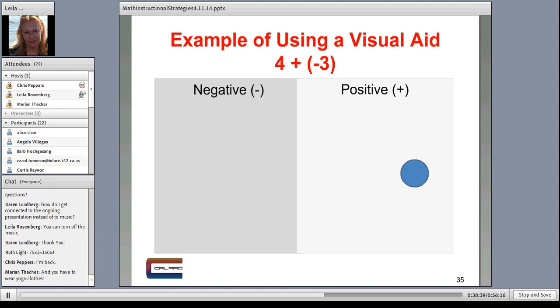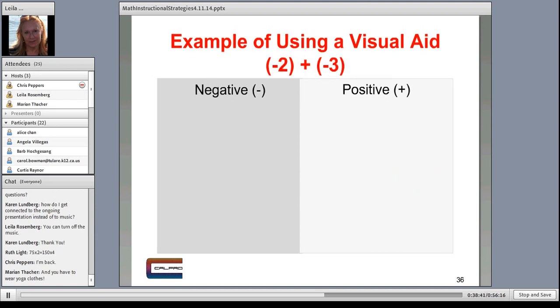Let's do one more example here. Let's say I have -2 plus -3. So -2 on the left side, and then I have to add -3 also to the left side. And there is nothing on the right side, so there is nothing to cancel. So yes, my answer will be -5.